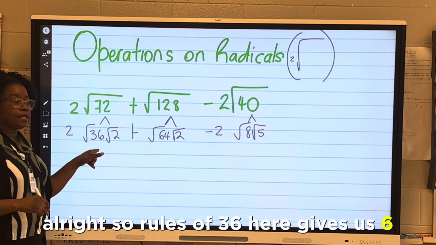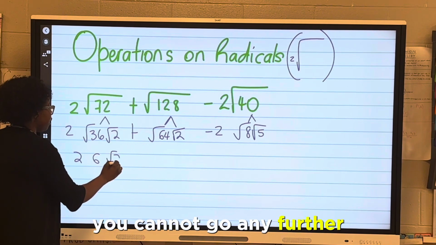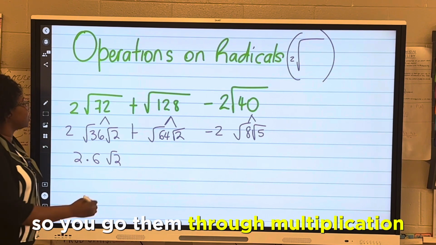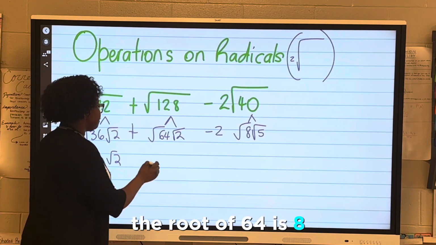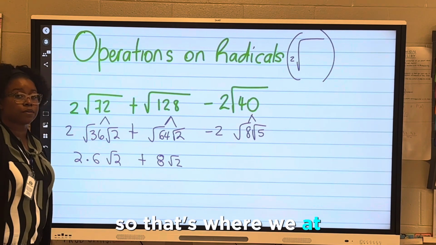Alright, so root of 36 here gives us 6. Bring the 2 down. Root of 2, you cannot go any further. These 2 are multiplying, so you group them through multiplication. The root of 64 is 8. Root 2 cannot go any further, so that's where we're at.